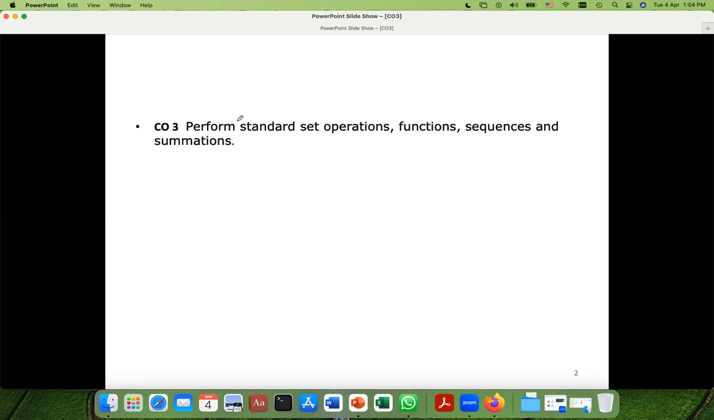So this is CO3, and in this CO we have to look over these topics. First one, the set and its operations, and then the functions, sequences, and summations. We will see these topics one by one, and I hope that you already have some knowledge about sets from your previous classes when you were studying in your 10th grade or 11th grade. At that time, you studied something about sets, but you will see the things again.